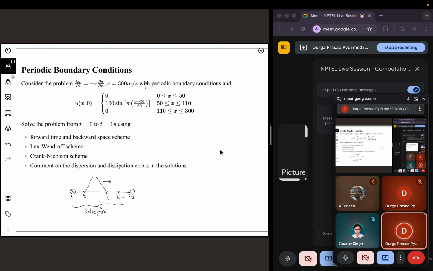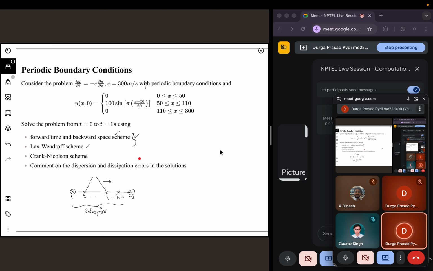And we try to solve this using, this is an explicit method. These two are explicit methods, but this is first order accurate in time, this is second order accurate in time. And this Crank-Nicolson is the implicit method. And then we need to see what is dispersion and dissipation errors in the solutions.